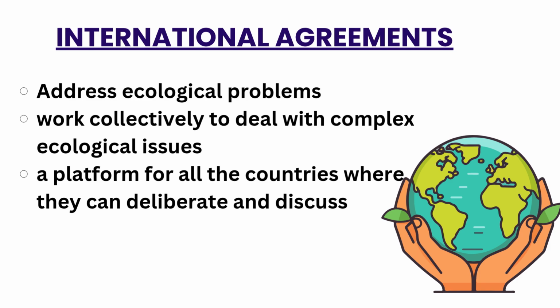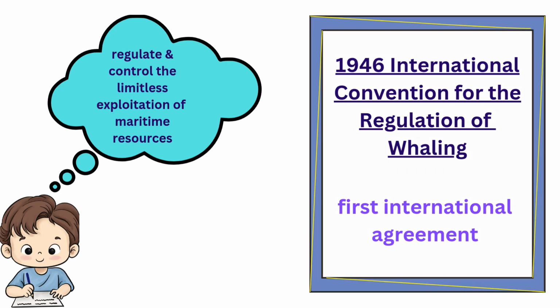They address ecological problems and work as a platform for all the countries where they can deliberate, discuss, and work collectively to deal with complex ecological issues. As a result, the first international agreement, the International Convention for the Regulation of Whaling, was formed in 1946. Its objective was to regulate and control the limitless exploitation of maritime resources. But this agreement ended up in failure.